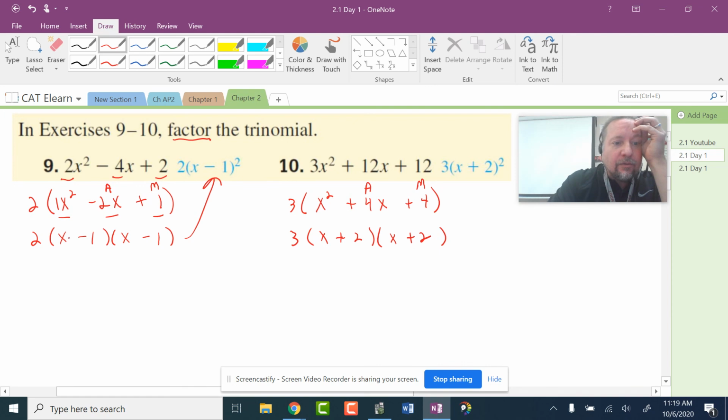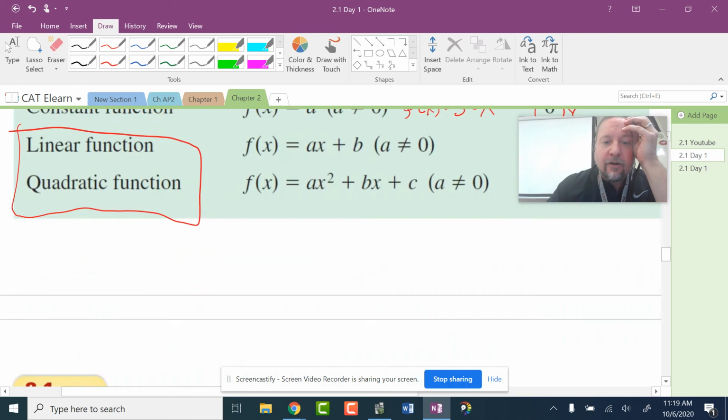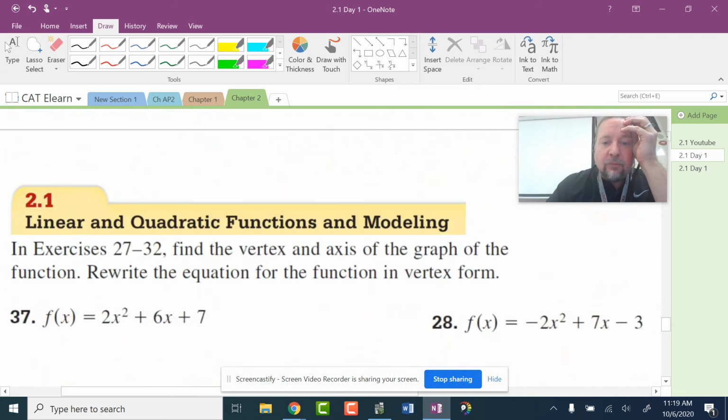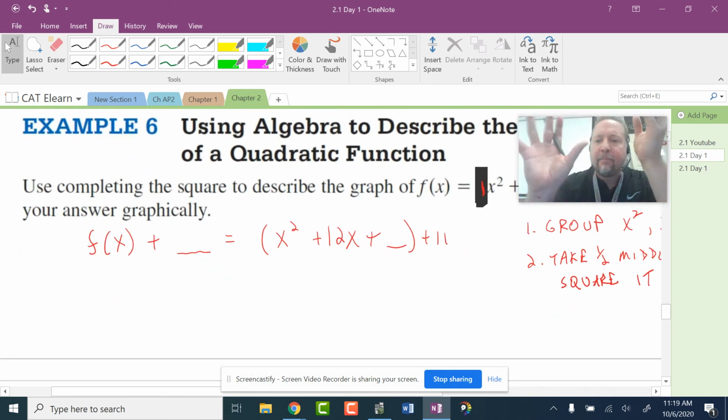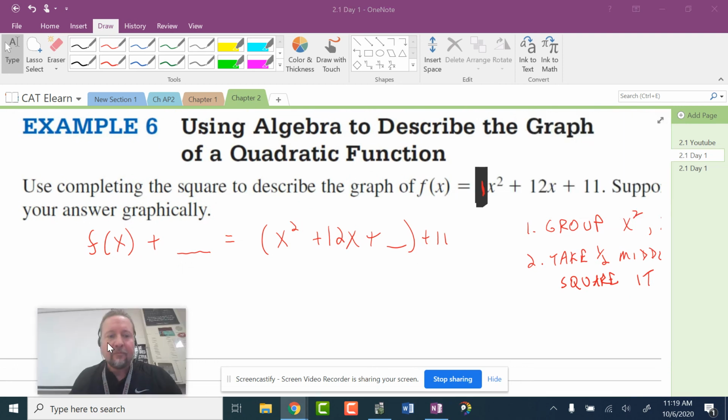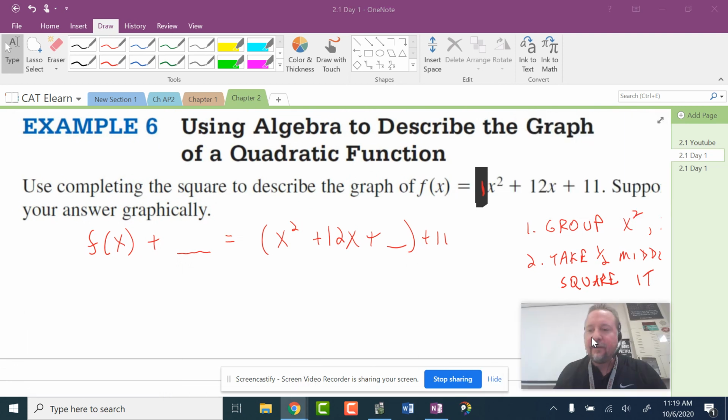So when I had someone take a 2 out, then factor, and you have a perfect square trinomial, and you write it as a perfect square trinomial, that is why we are going to complete the square. And again, to recombobulate what's going on here, I'm going to move my face again. We're going to write standard form in vertex form by completing the square.